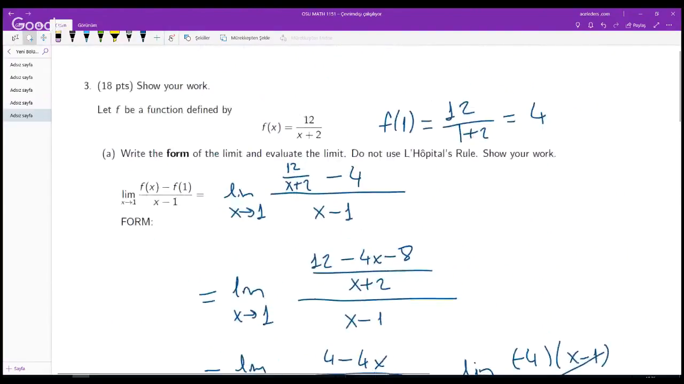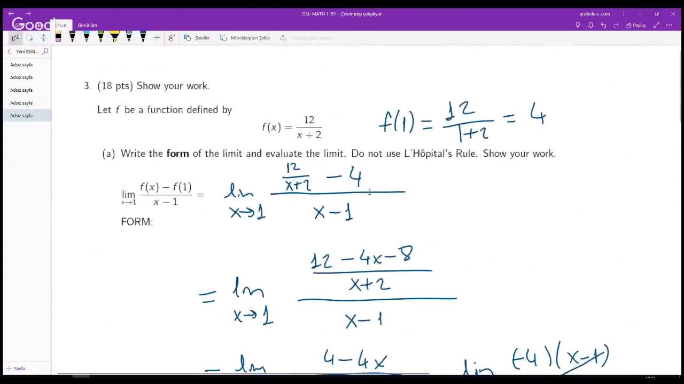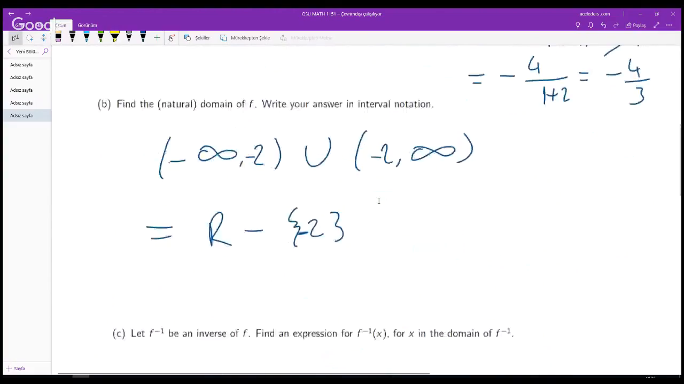Because, as you can see, excuse me, it is not 2, it's minus 2. In the function, we have the denominator equal to 0 when x is minus 2. So let's correct these 2's as minus 2. We exclude minus 2 from the domain because when x is minus 2, the denominator is 0 and the function becomes undefined.